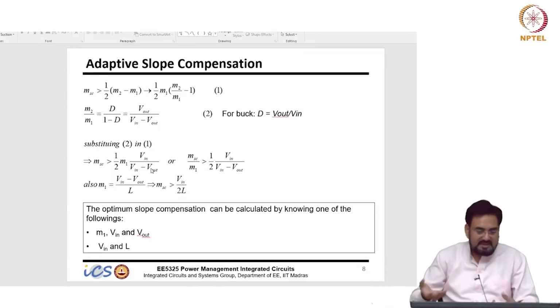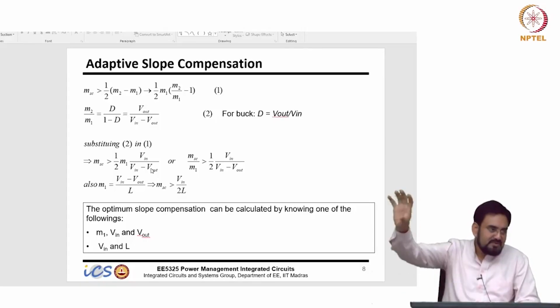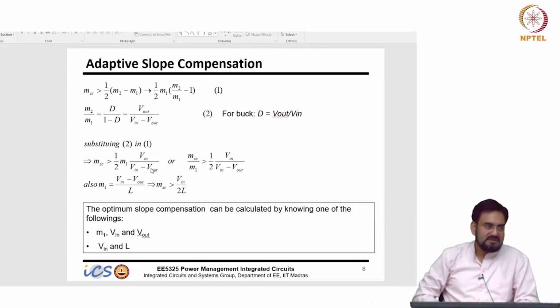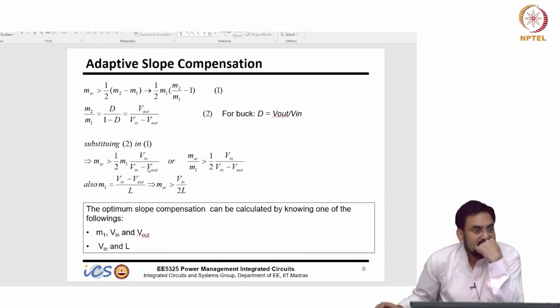So, this was the one important thing to remember when you are designing current mode control. Rest of the compensation, type 2, we already discussed, and it behaves more like an LDO, and you can always design current mode control using type 2. But the slope compensation, which is something extra in current mode control, you need to take care of.